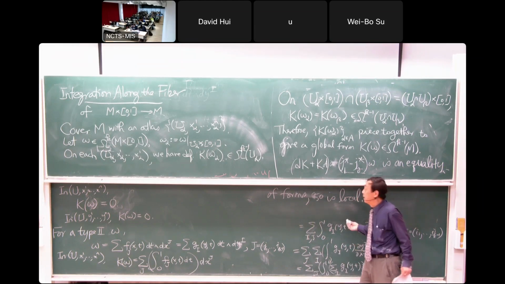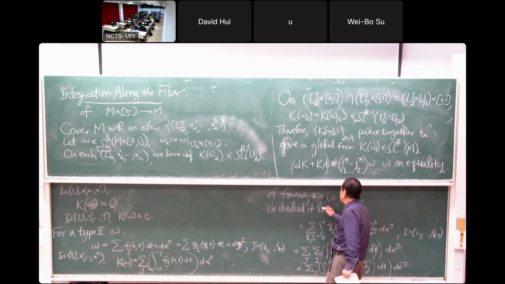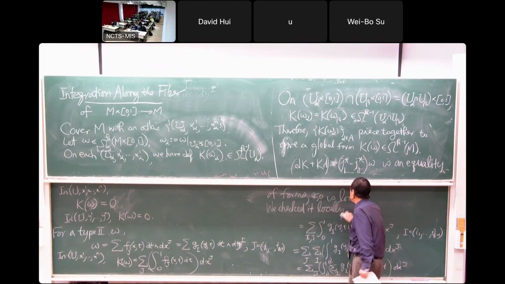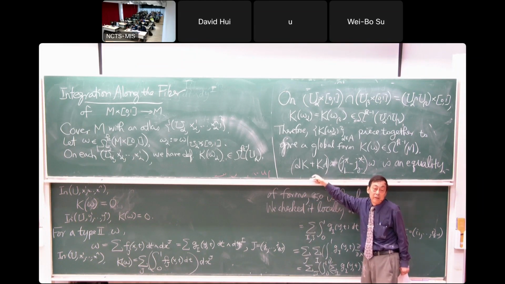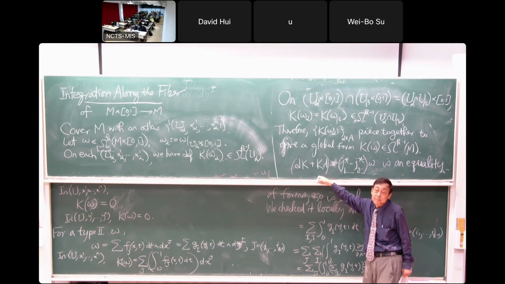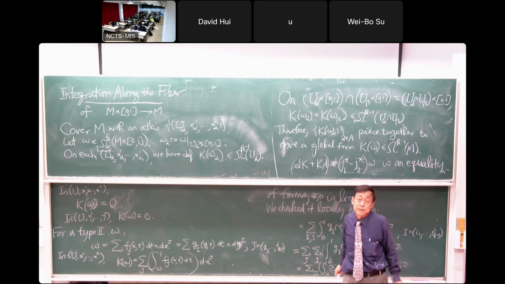And so we checked it locally already. So it's true on M, and therefore you have a cochain homotopy on M. And so that gives you the homotopy axiom.